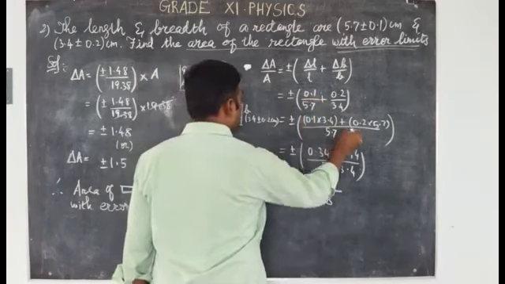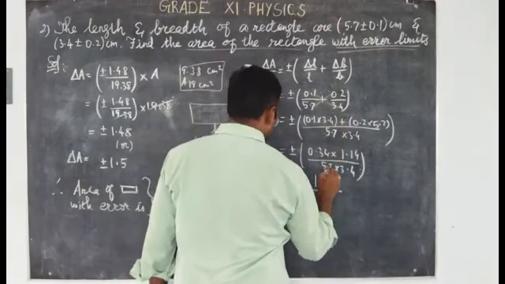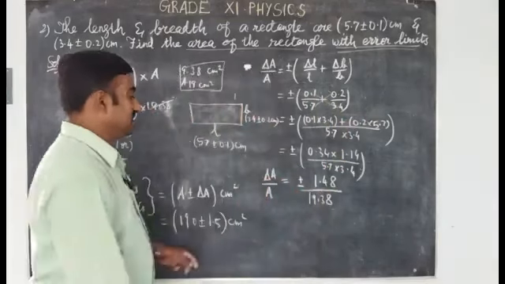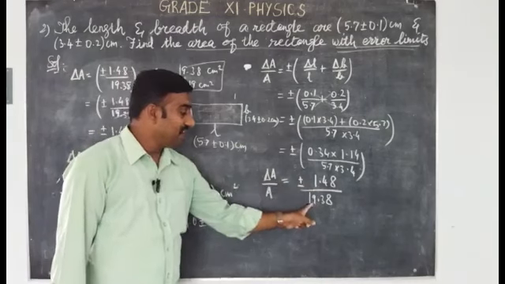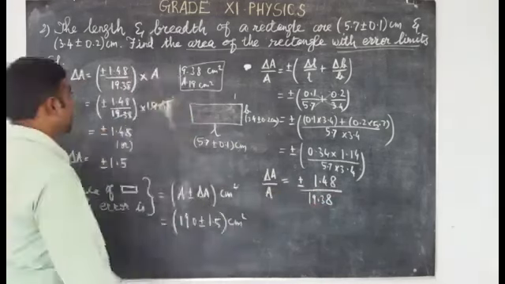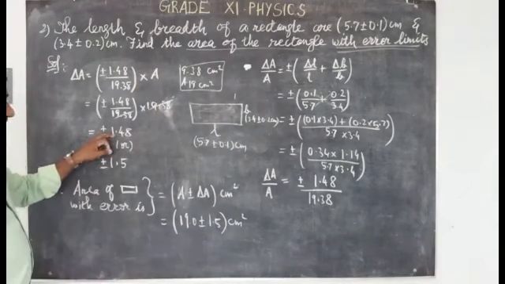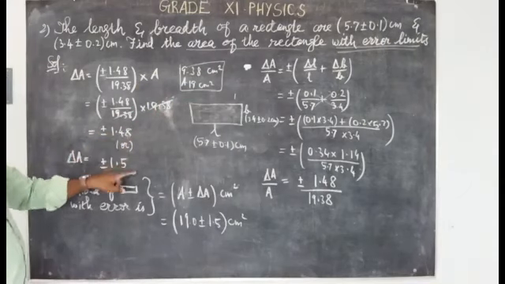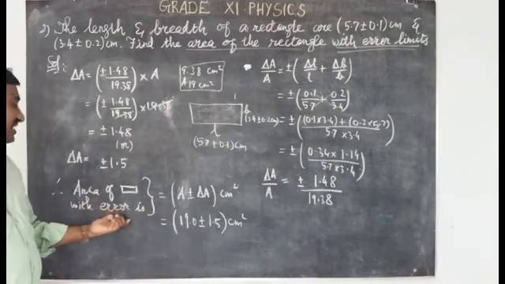So substituting the values and after simplification, here we use cross multiplication. After doing cross multiplication, finally we have the error, that is delta A is equal to plus or minus 1.48 by 19.38. This denominator, the area, we need to multiply with the right hand side. What is the area we calculated? It is 19.38. So both vanish. Finally we have the error. This error we need to round up to the second decimal. Then finally we obtain the error. What is the area error? It is 1.5.